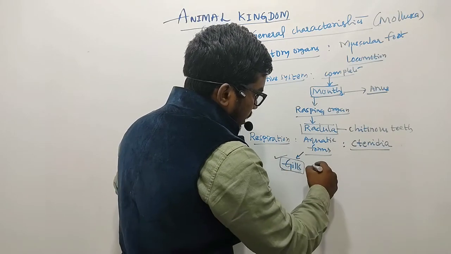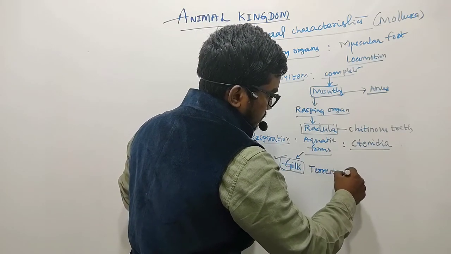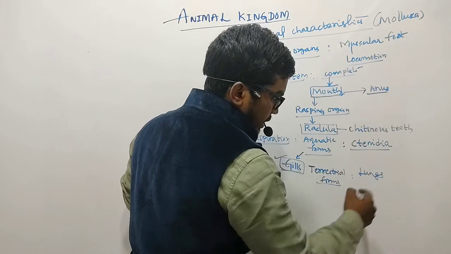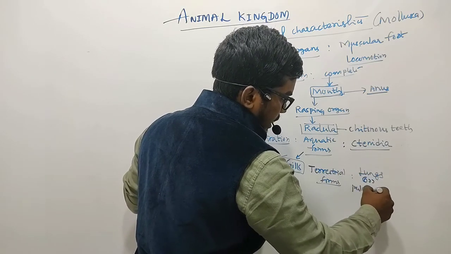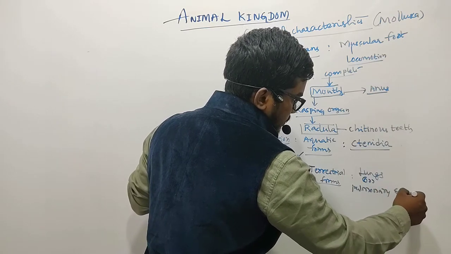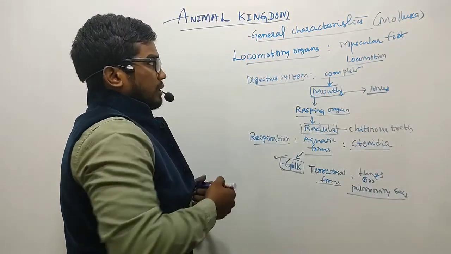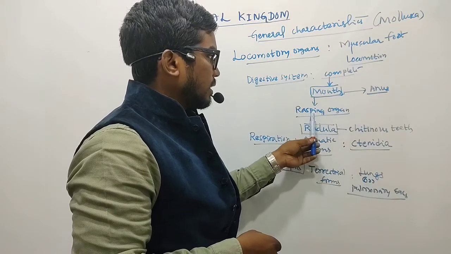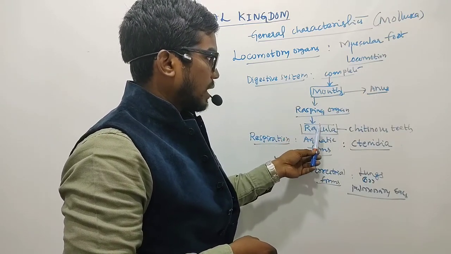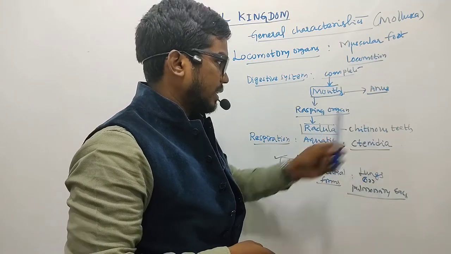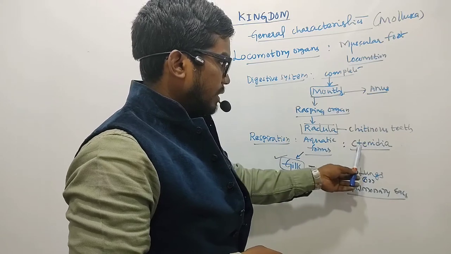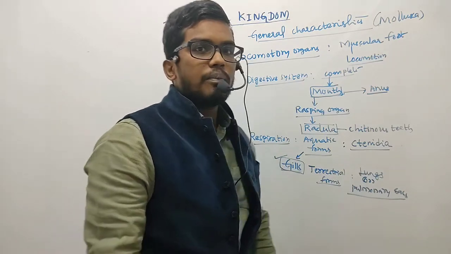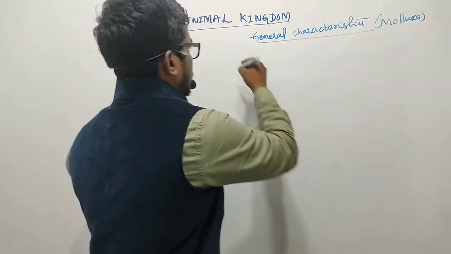In case of terrestrial forms, we can find lungs as the important respiratory organs, or we can also refer to them as pulmonary sacs. So locomotion is through the muscular foot, and digestion is complete, starting with the mouth and ending with the anus. The mouth has a rasping organ called the radula containing chitinous teeth. Respiration in aquatic forms occurs through feather-like gills called ctenidia, and in terrestrial forms it is through lungs or pulmonary sacs.